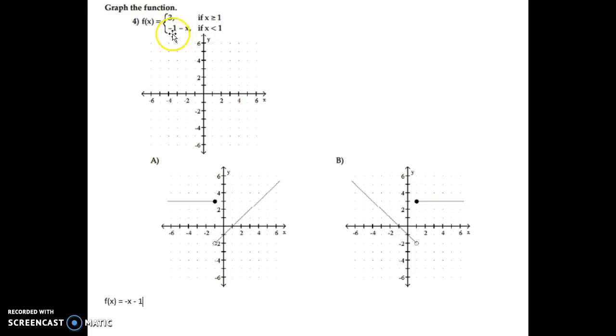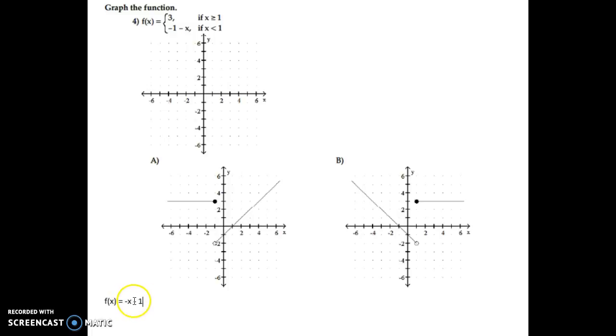Now move on to the second piece of the function, which is for all the x's that are less than 1. That graph is going to be f of x equals negative 1 minus x, which I've rewritten down here because we usually write mx plus b. So this is the normal way we see slope-intercept form. It makes it a little bit easier to graph if you write it in the traditional way.